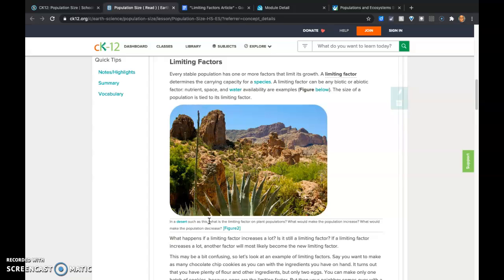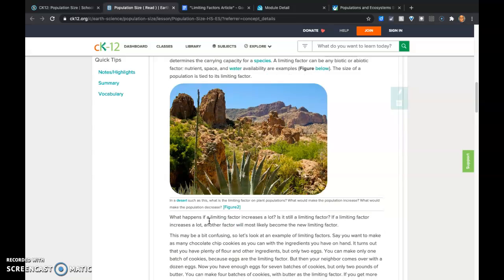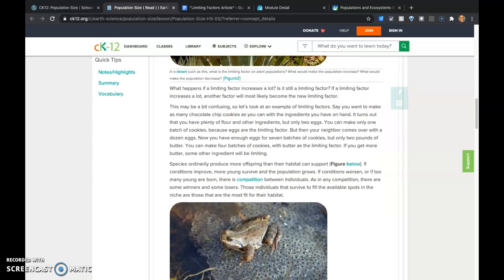A limiting factor can be any biotic or abiotic factor. Nutrient, space, and water availability are examples. The size of a population is tied to its limiting factor. What happens if a limiting factor increases a lot? Is it still a limiting factor? Well, if a limiting factor increases a lot, another factor will most likely become the new limiting factor.